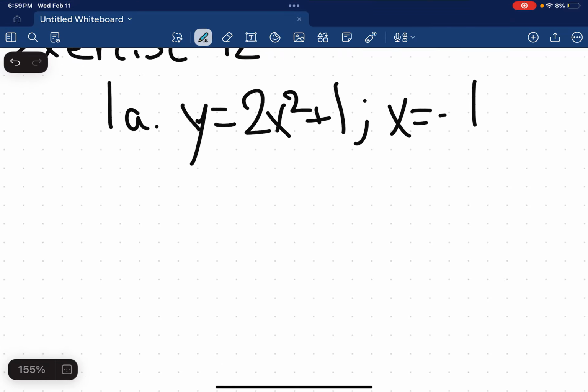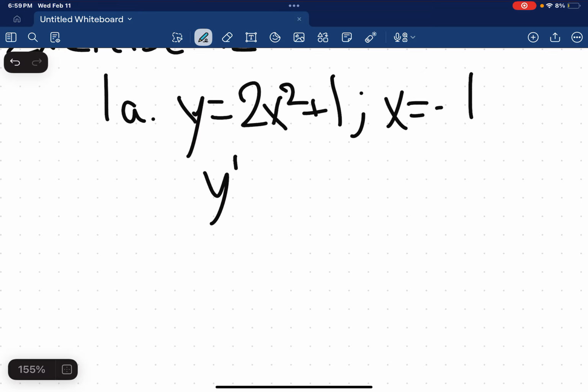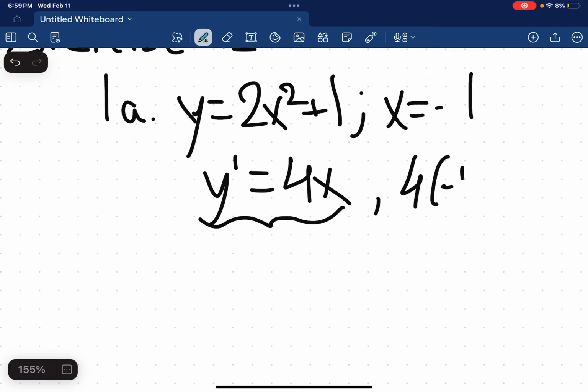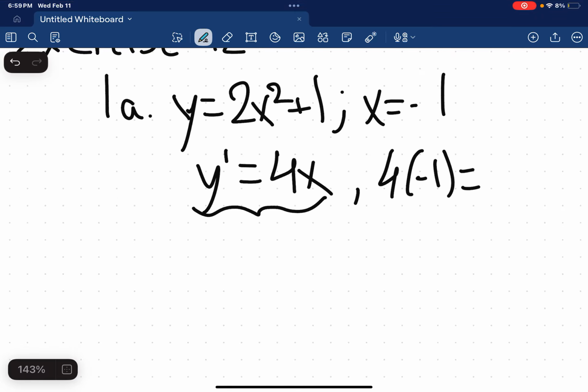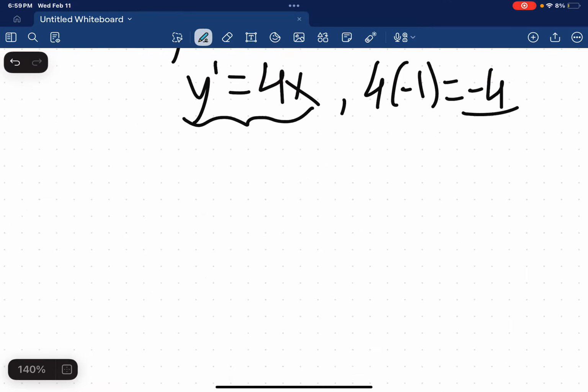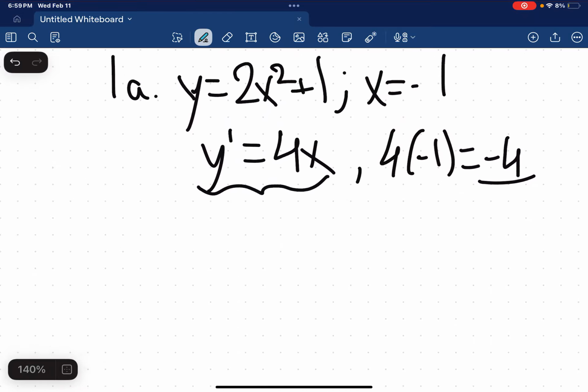To find the gradient, we first have to find the derivative, because the derivative gives us the tangent line. Here we can plug in negative 1 at that gradient, which is negative 4, and that is our answer. Just like that, super easy to find the gradient.